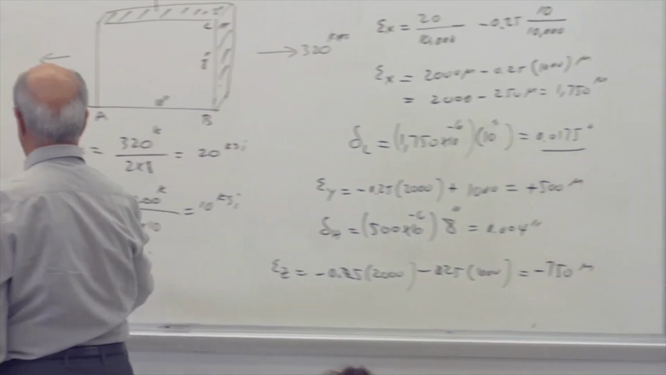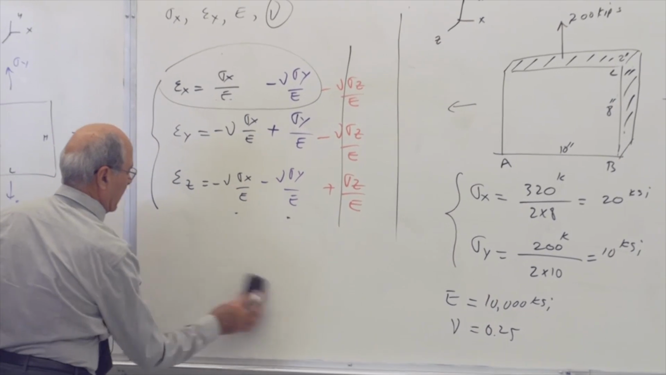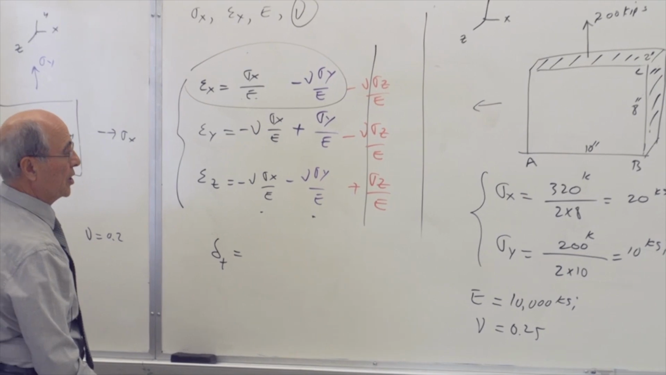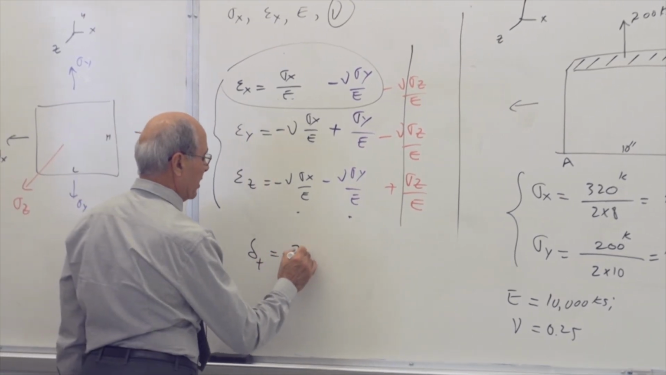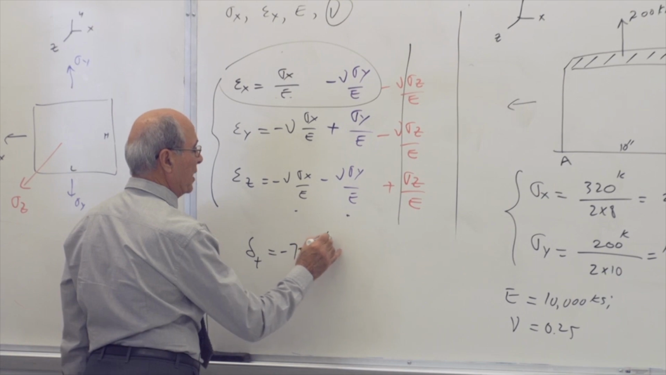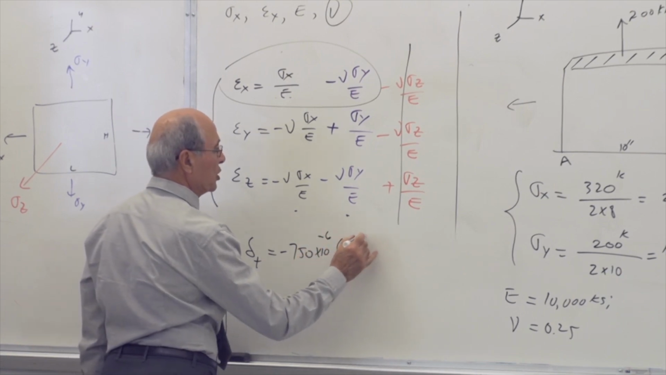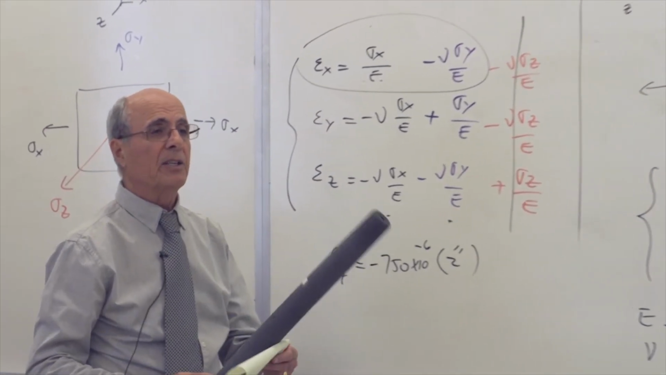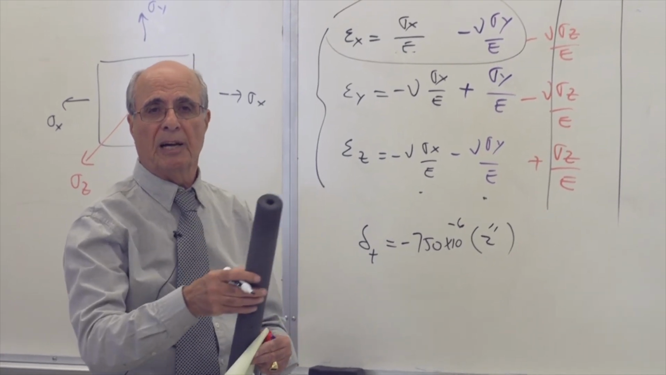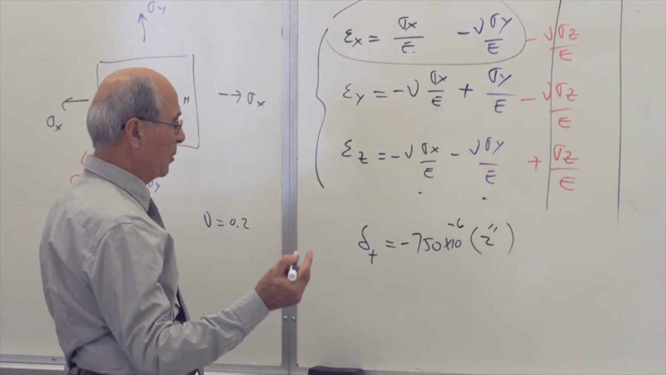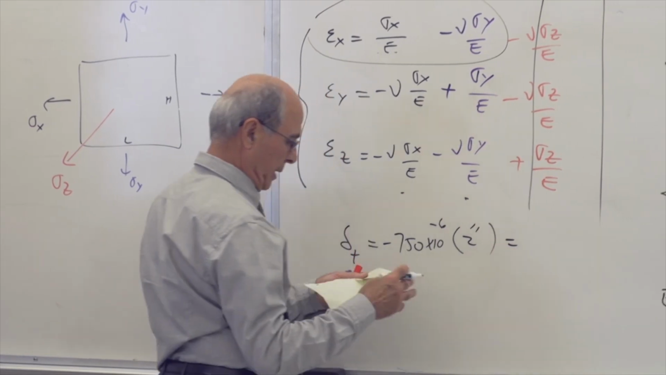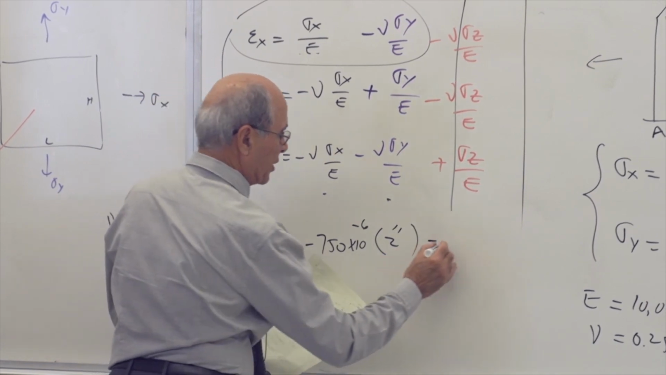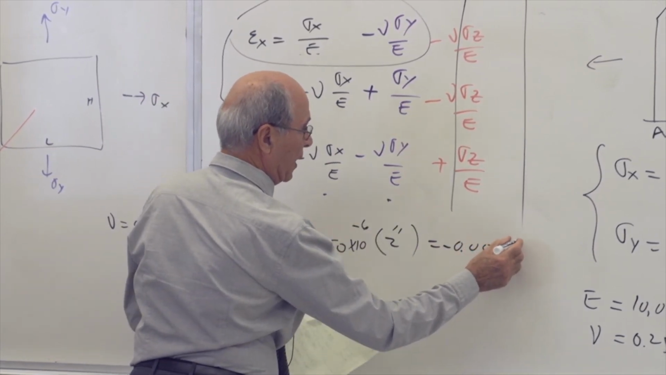And finally, we can calculate the delta of the thickness. Delta of the thickness is equal to, again, minus 750 micro, or 10 to the power of minus 6, times the thickness, which was only 2 inches. So we put 2 inches. Now, notice if that becomes a rod like that, the other two are equal. Everybody understands because they have the same dimension, they have the same epsilon. So some of your homework is there. Anyhow, you calculate that one equal to minus 0.0015.